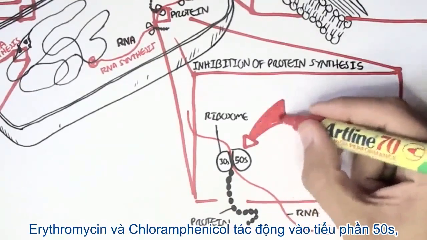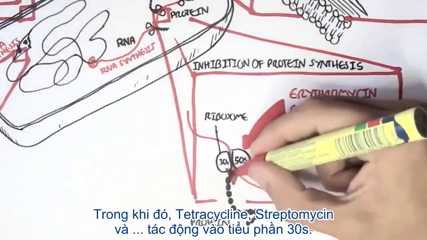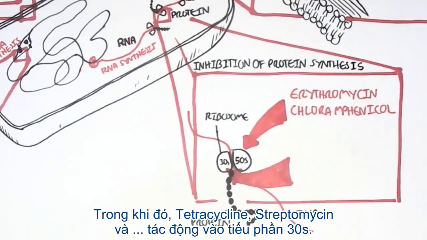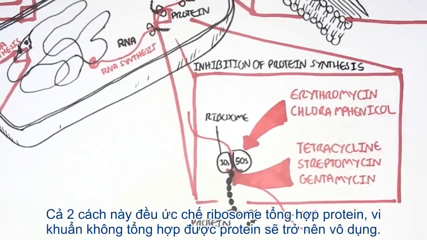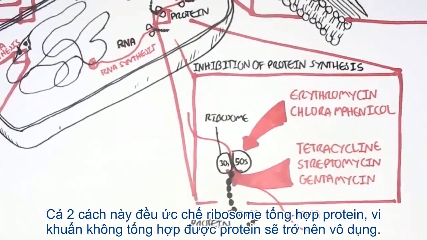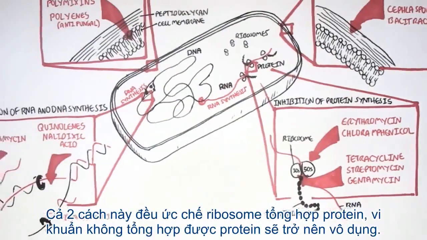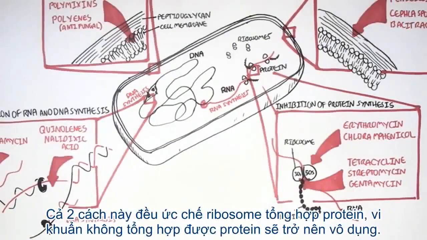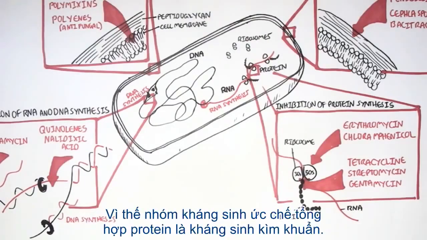Erythromycin and chloramphenicol target the 50S subunit of ribosomes, whereas tetracycline, streptomycin, and gentamicin target the 30S subunit. Either way, this will disrupt the ribosomes from making proteins, which will result in the bacteria obviously being unable to make proteins, so the bacteria is pretty much useless. Thus, the bacteria can still be alive, but it just is unable to make anything. And so, these antibiotics that target protein synthesis are bacteriostatic. They prevent bacterial growth.